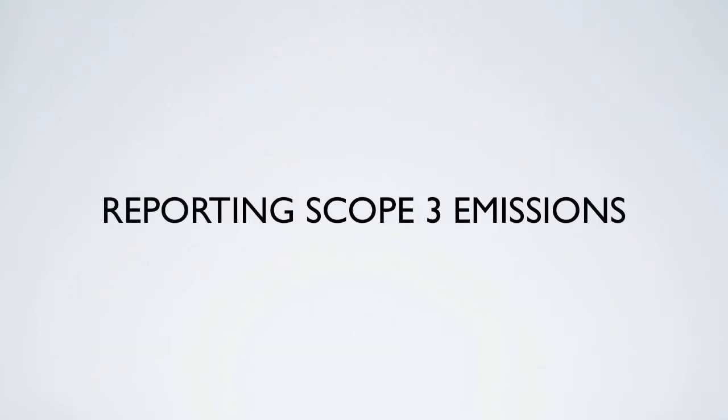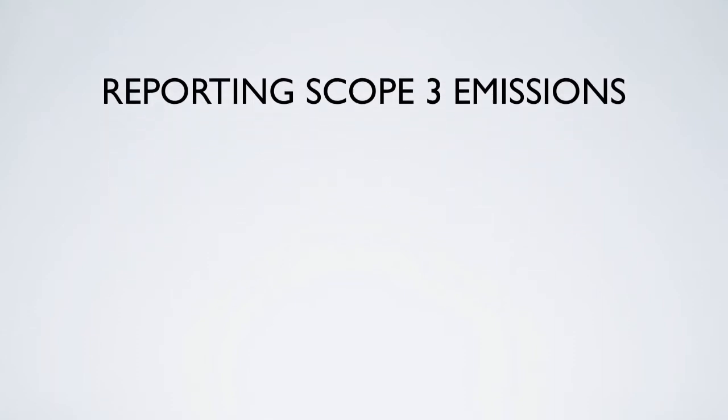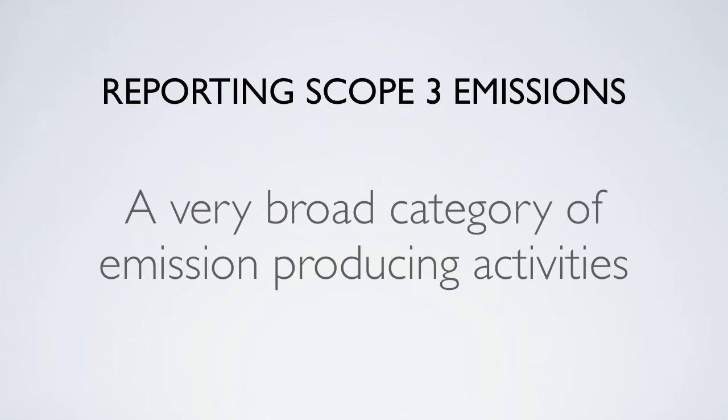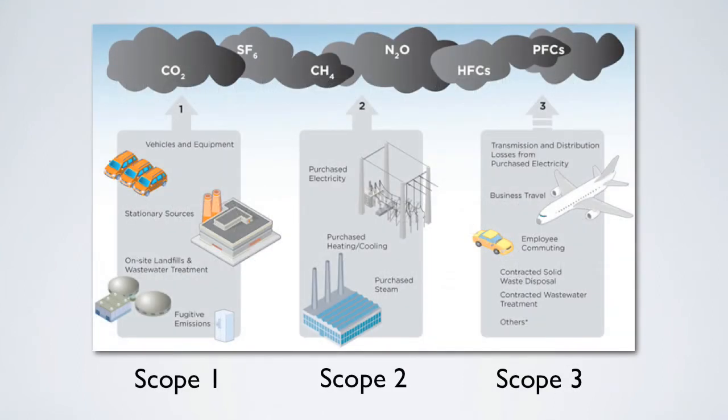Reporting Scope 3 emissions. When companies set their operational boundaries, they must decide which Scope 3 emissions to include in their inventory. Scope 3 is a very broad category of emissions-producing activities that can encompass just about every business or product to which a company is connected. It is not necessary to account for emissions from all these activities, but companies should consider the sources most relevant to their business.